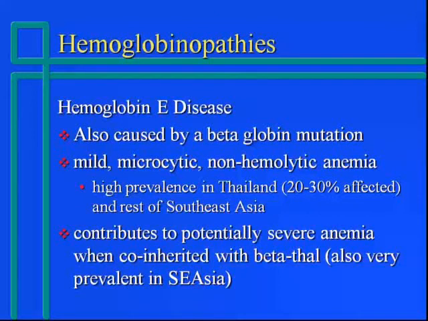Hemoglobin E disease is another hemoglobinopathy worth mentioning. This is also a beta globin mutation, as is hemoglobin S. It tends to be a rather mild disease with a microcytic, non-hemolytic anemia, and it's very prevalent in Thailand, with up to 20 to 30% of the population affected, and also of other people of Southeast Asian descent. It can contribute to potentially severe anemia when it's co-inherited with beta thalassemia, which is also very prevalent in Southeast Asia.